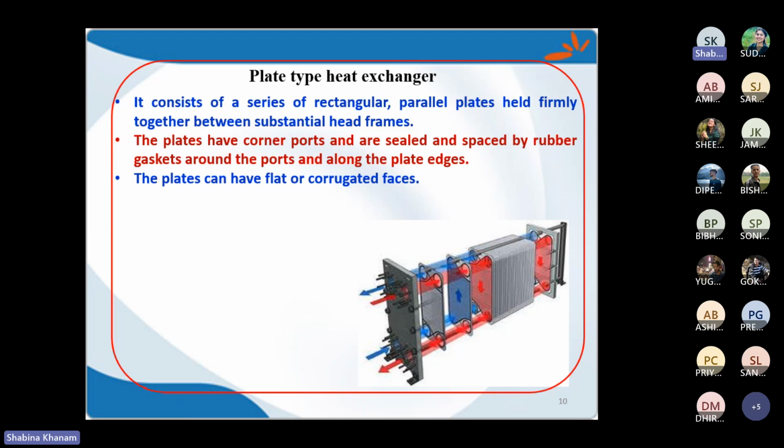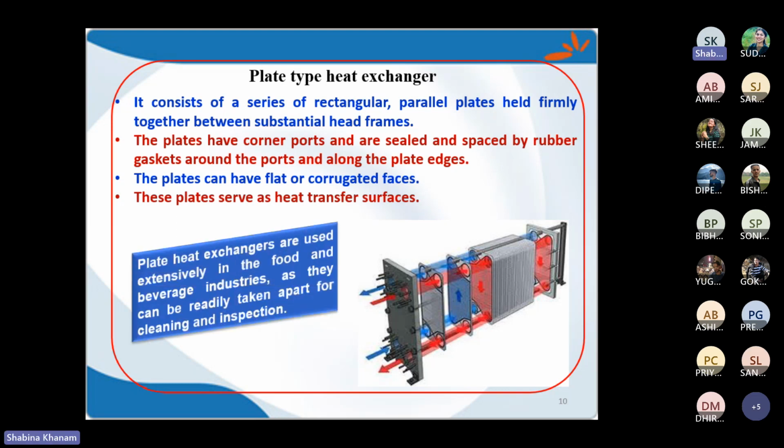So in that way you can observe more heat transfer coefficient in less area. And if you see the overall volume occupied by this type of heat exchanger, that is also comparatively very less when we consider a shell and tube heat exchanger. So these plates serve as a heat transfer surface that we have already discussed. However, this type of plates are used extensively in food and beverage industries.